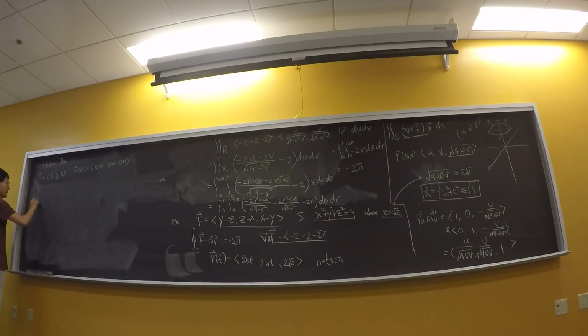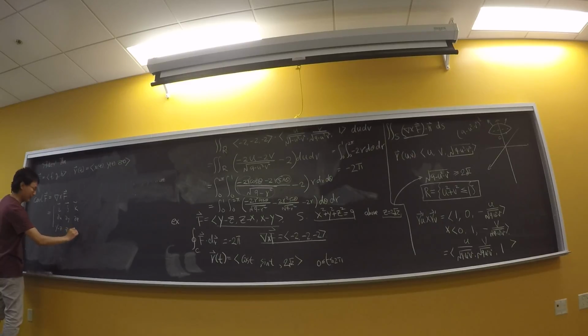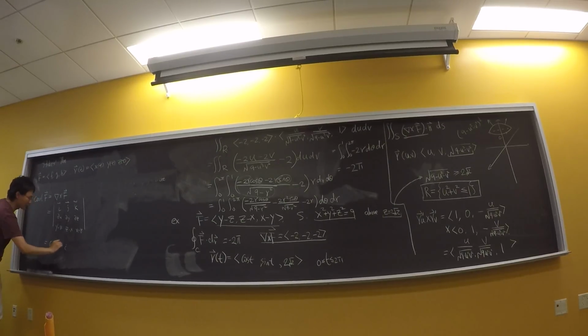So the curl of the vector field can be written as the cross product between the gradient vector and the field, which is i, j, k, partial x, partial y, partial z, and the 3 components over there, right? So it's going to be y minus z, z minus x, and x minus 1. Are you with me?